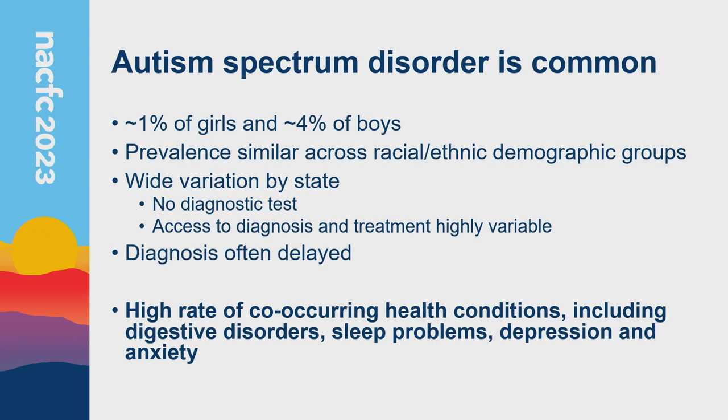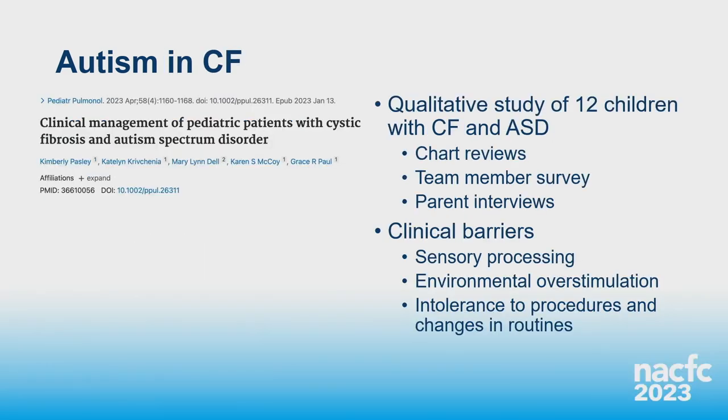There's a huge rate of co-occurring health disorders, which include digestive problems. Constipation can come from the kind of problem that my own son had, sleep problems, depression, and anxiety. So think about the CF population and comorbidities, and this can make it worse.